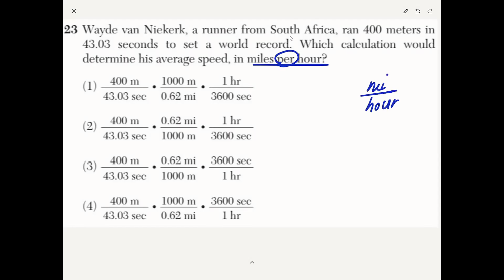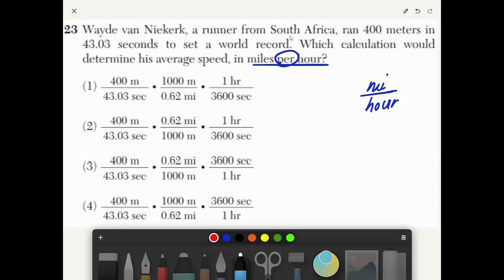Now, since we're multiplying fractions, any unit that's on the top and the bottom can be canceled out. So that's what we're going to do. We're going to go through and try to cancel out whatever we can and see what we have left.